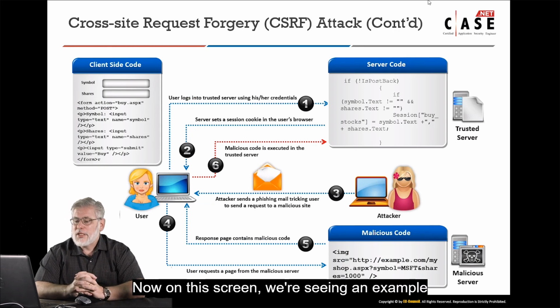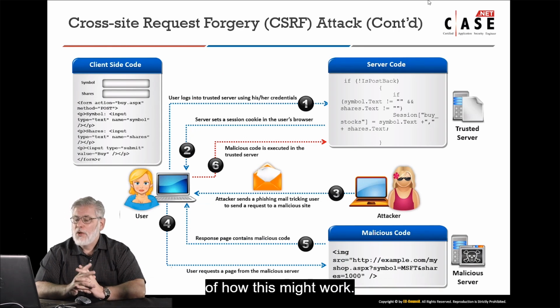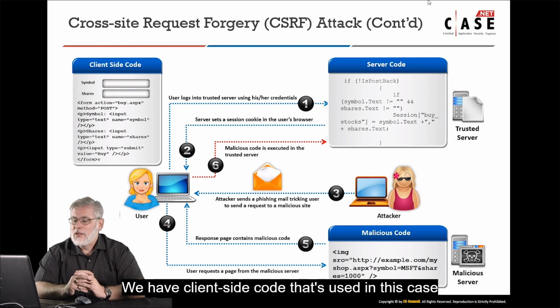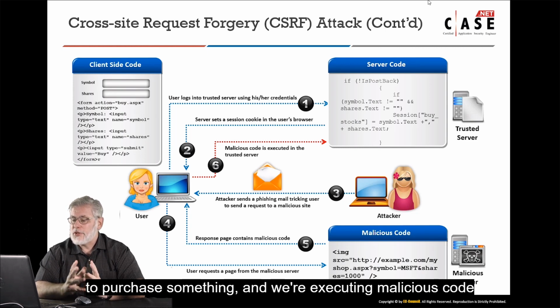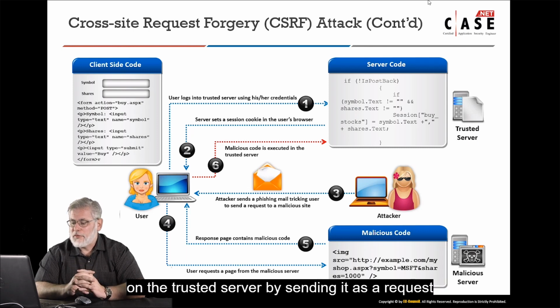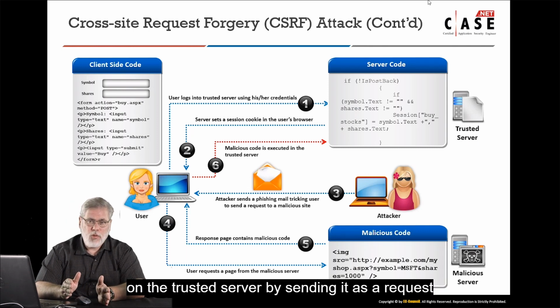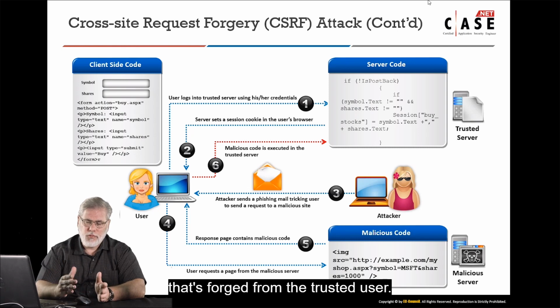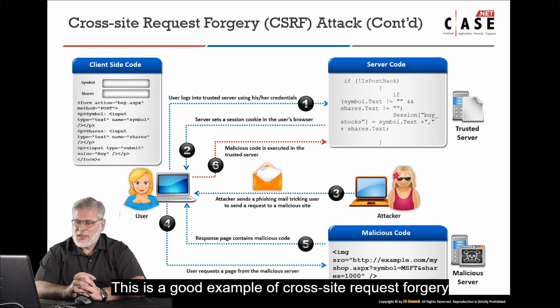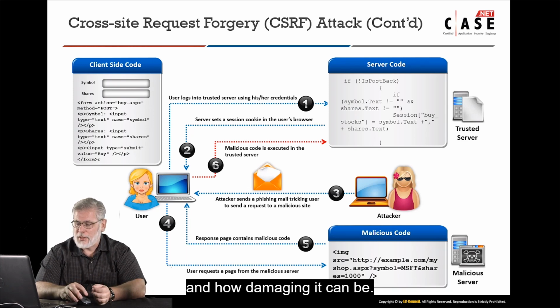Now on this screen, we're seeing an example of how this might work. We have client-side code that's used in this case to purchase something. And we're executing malicious code on the trusted server by sending it as a request that's forged from the trusted user. This is a good example of cross-site request forgery and how damaging it can be.